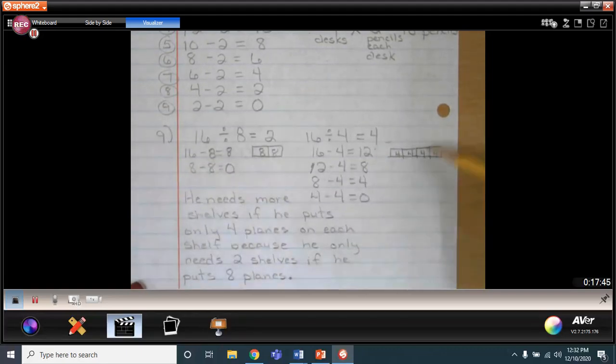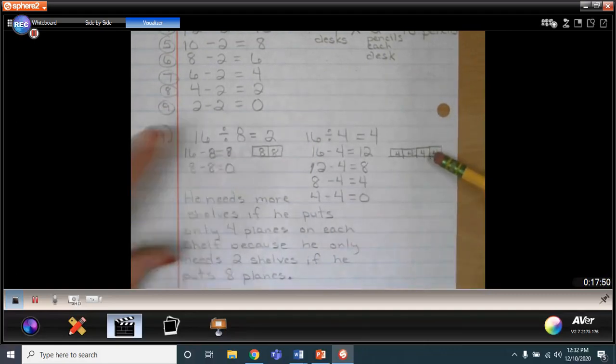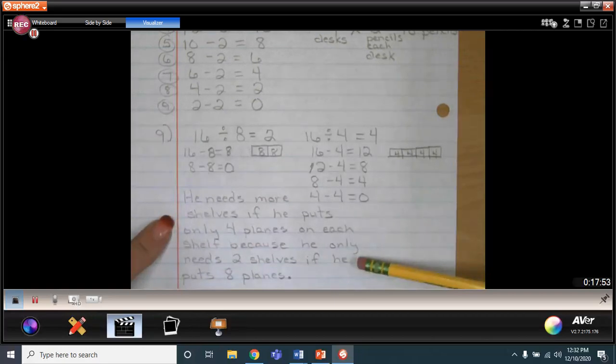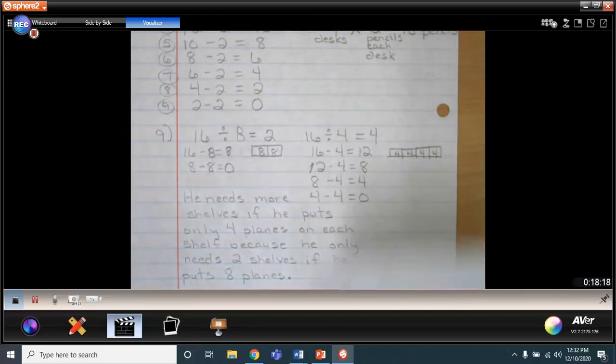Okay, so we've shown our work here. We've modeled it, we've used repeated subtraction, and now we've explained. Okay, you're probably going to need another piece of paper at this point, so get out another sheet of paper. And number 10 is a multiple choice. It says, match each problem to a picture or a repeated subtraction. Then write the division sentence to solve.